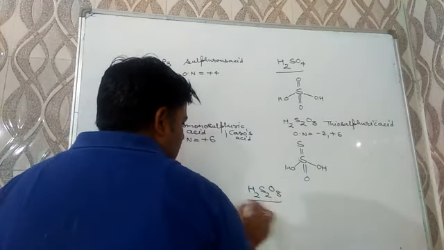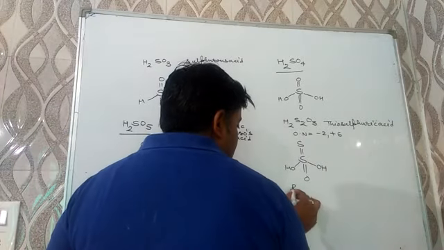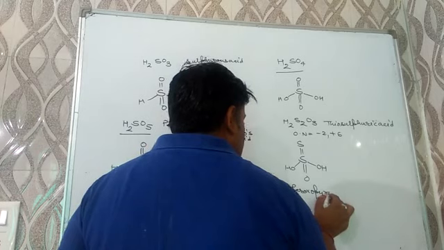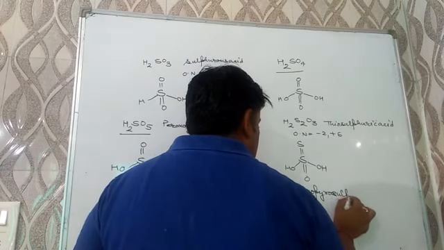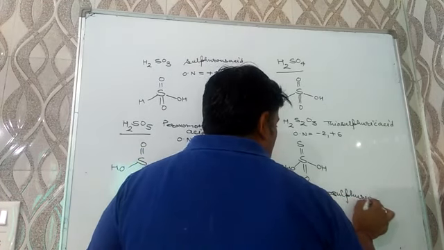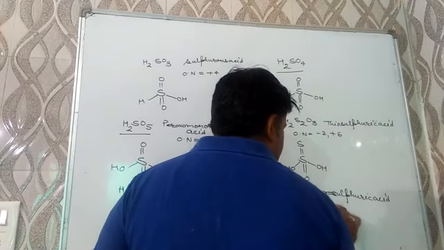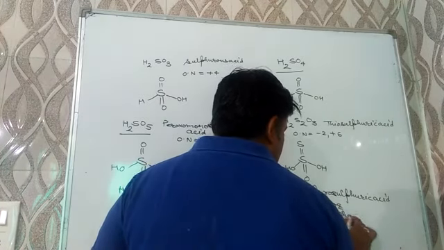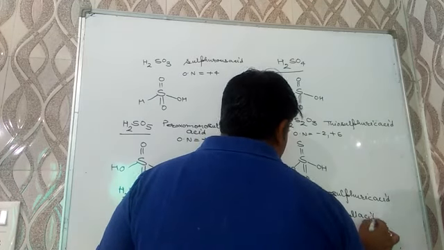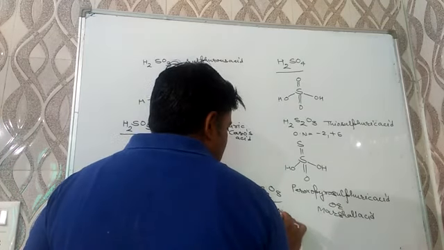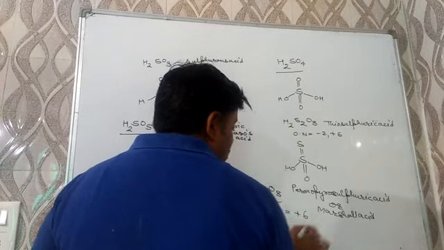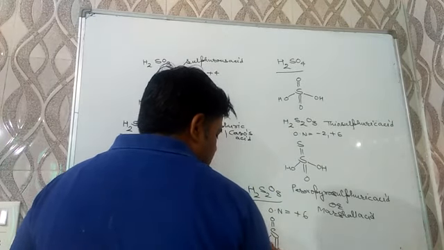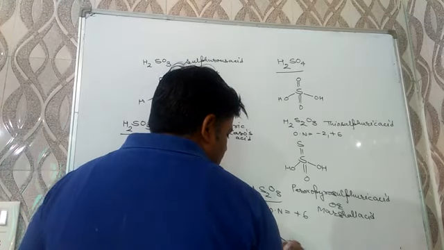Next is H2S2O8, peroxopyrosulfuric acid or Marshall's acid. Oxidation number +6 instead of +7 due to the peroxide bond, and basicity is 2.